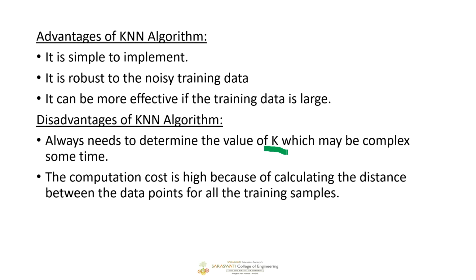Another disadvantage of KNN is that the computational cost is very high. Why? Because we need to calculate the distance of the new data point with all the data points available in the training data set. So the computation cost is very high.